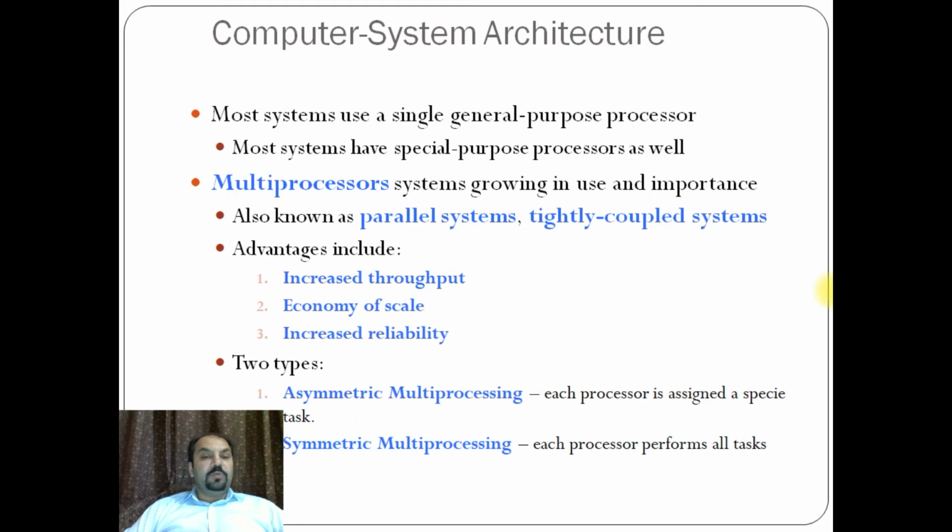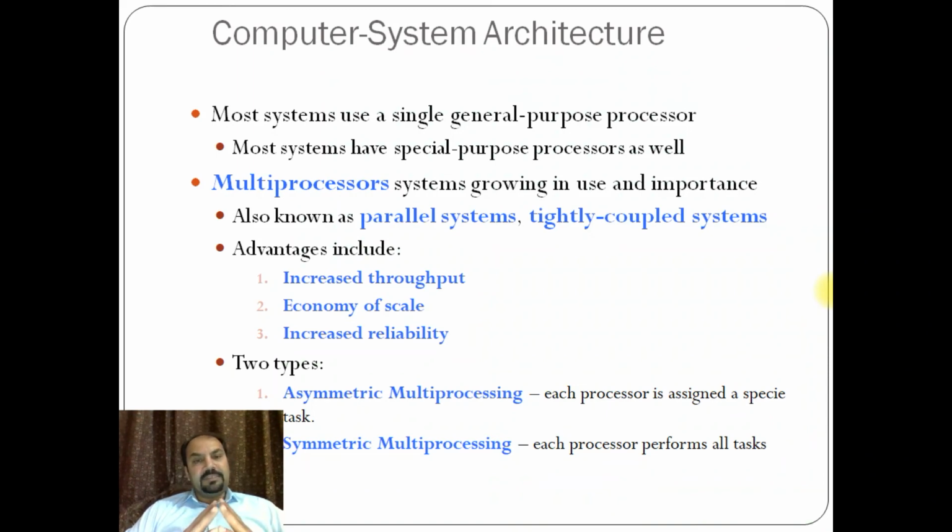The advantages include increased throughput, economy of scale, and increased reliability. Increased throughput means that the number of jobs completed in a given time is increased, as we are using two or more processors. So we expect more work to be done, more jobs to be completed, more tasks to be performed in a given time. That is called increased throughput.